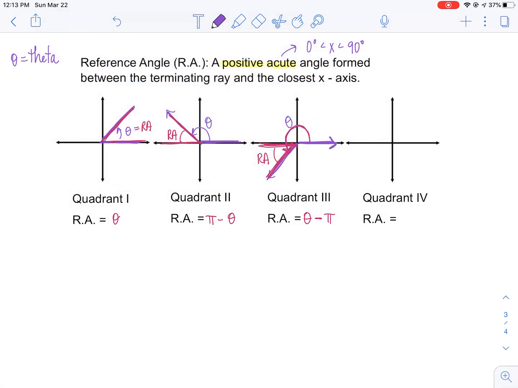And last but not least, fourth quadrant looks something like this. Starts here. It ends here.